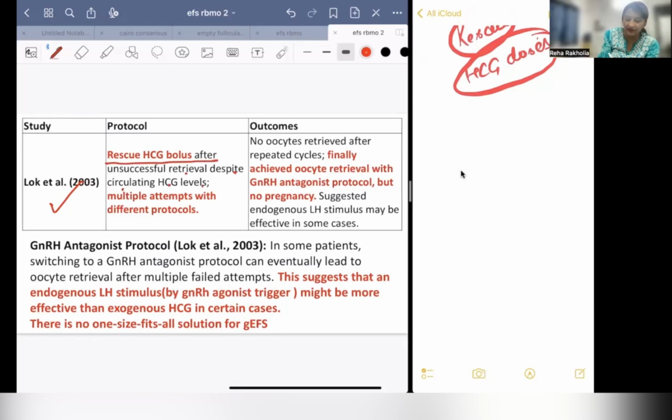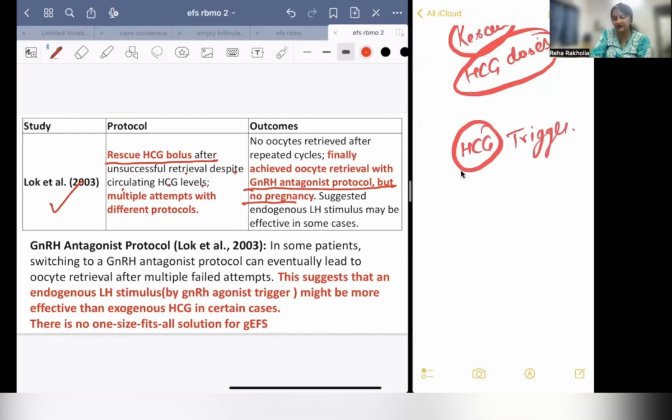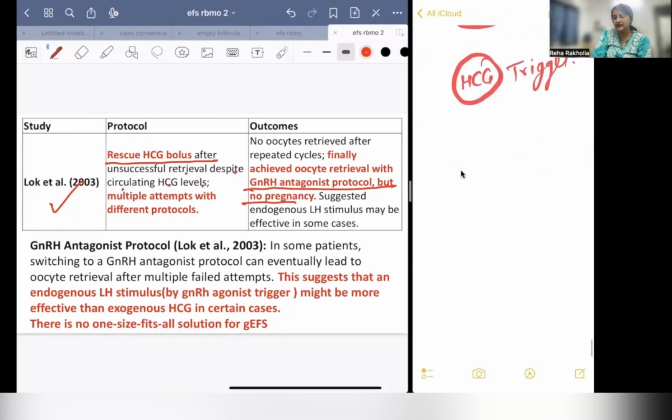Multiple attempts with different protocol. No oocyte retrieved after repeated cycle. Finally, achieve oocyte retrieval with GnRH antagonist protocol, but no pregnancy. Suggest endogenous. Means first it was using multiple cycles. It used HCG as a trigger, even though HCG circulating level was good. Even after that, multiple attempts with different protocol, they did not get any oocytes.